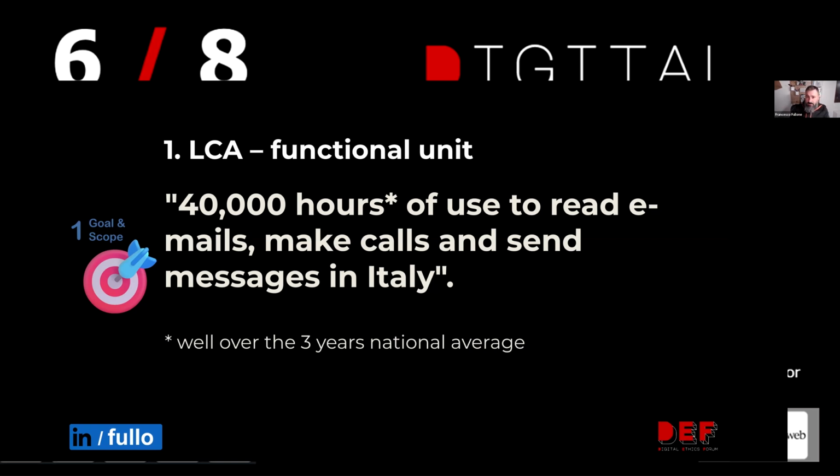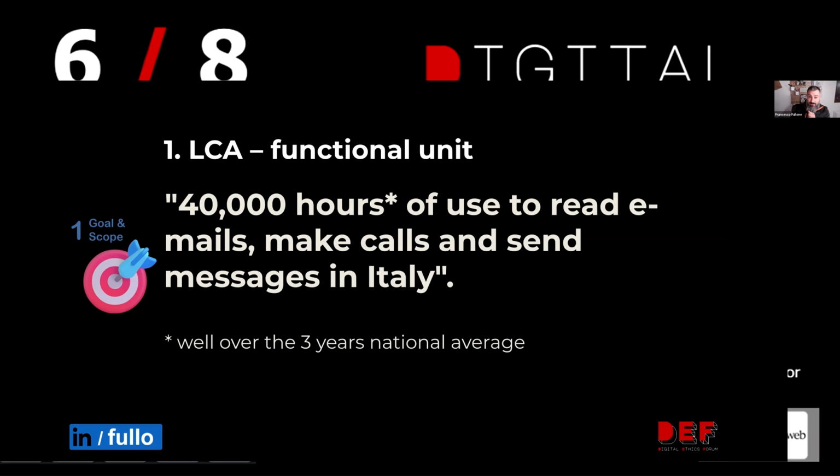So let's keep the example of the smartphone, and we want 4,000 hours of use to read email, make calls, and send a message in Italy. This will help us to follow James's talk about emails.